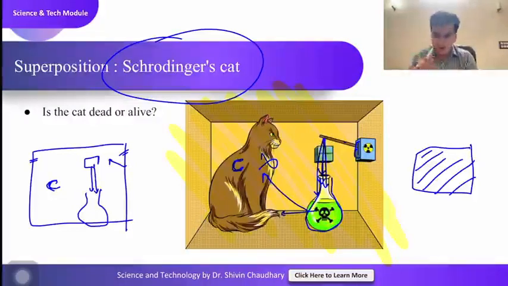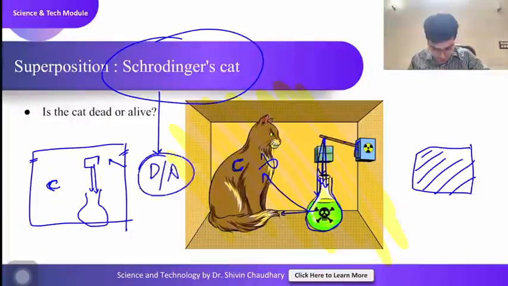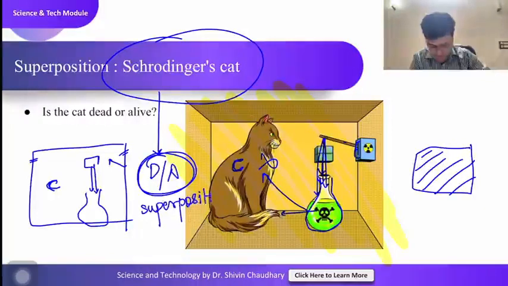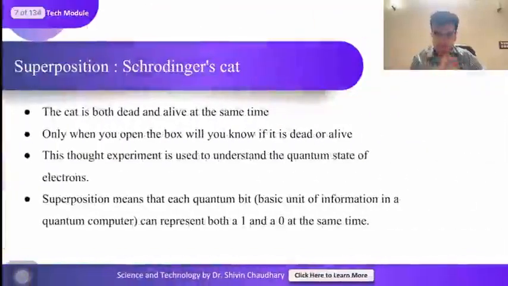So what is the cat doing? The cat right now is in a state of both death and alive at the same time. This is what superposition is. Something that can exist as two things at once. Now what is happening in the case of a quantum computer, we'll see.